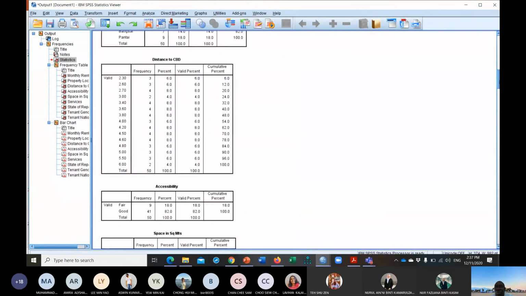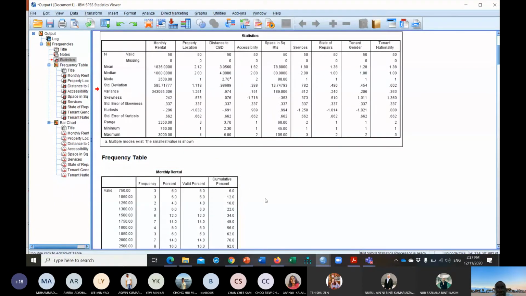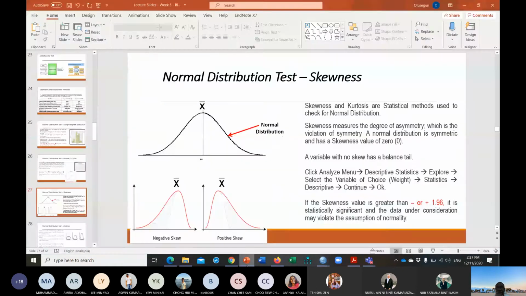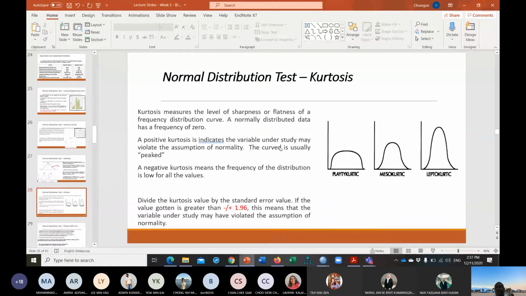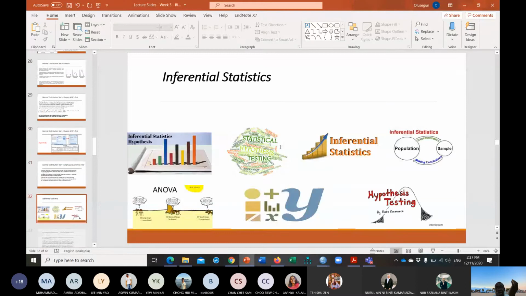Now, let's do another important analysis, because we are relating this to real estate straight away. Then we go back to our data. We have checked the distribution, and we have done the test for normal distribution.